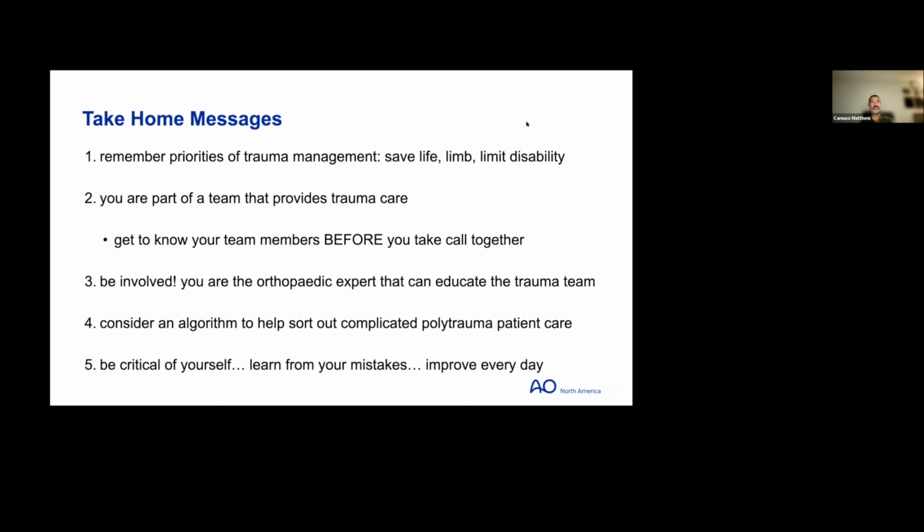So again, remember the priorities of what we're all trained to do: first life, then limb, and then disability. Sometimes that means an imperfect posterior ring reduction to save a life. And as Dr. Wright said, we can always come back and fix that later. Remember, we're part of a team, and the more you know the team, the better off your patients are going to be. Be involved. You're the expert, and you can help educate the members of that team, whether they be the neurosurgeons or the general surgeons. Certainly, I learn a lot from them, and I don't hesitate to teach them about what I know about orthopedics.